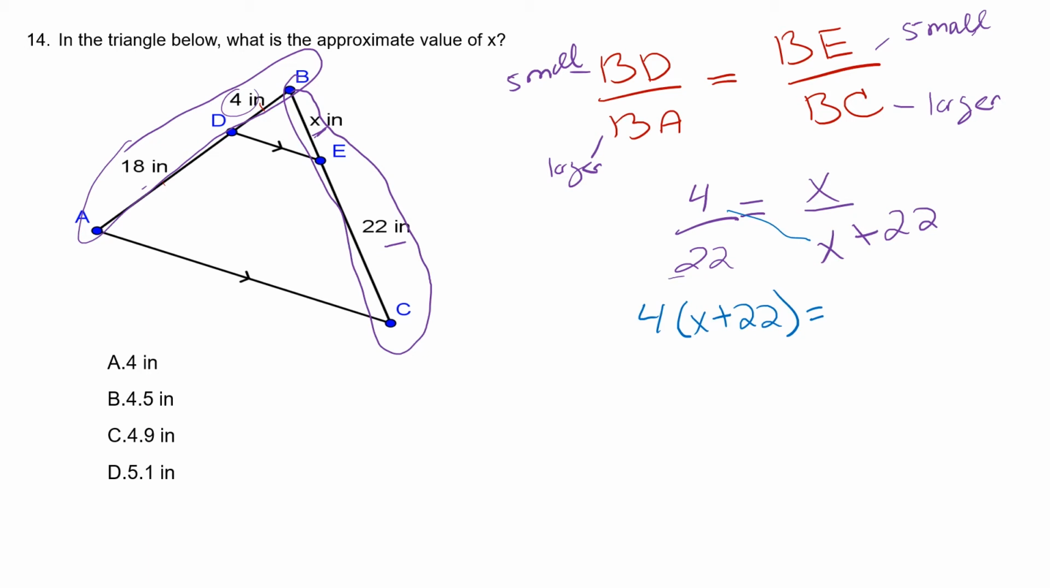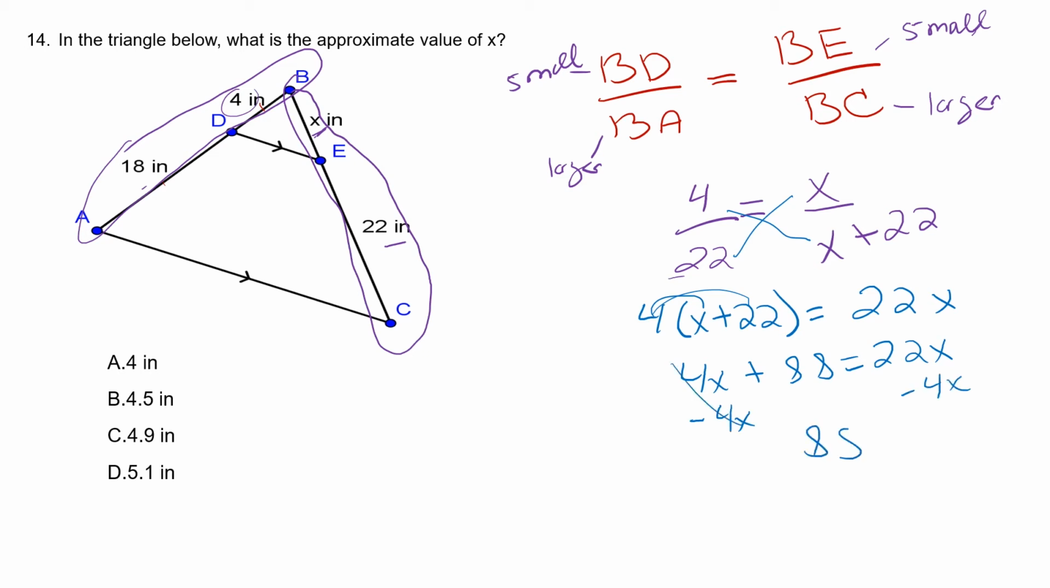And then I have 22 times X, which is 22X. All right, distributive property, 4X plus 88 is equal to 22X. Solving for X, since I have 22X on the other side, I'm subtracting 4X. That leaves me with 88. 22 minus 4X will give me 18X.